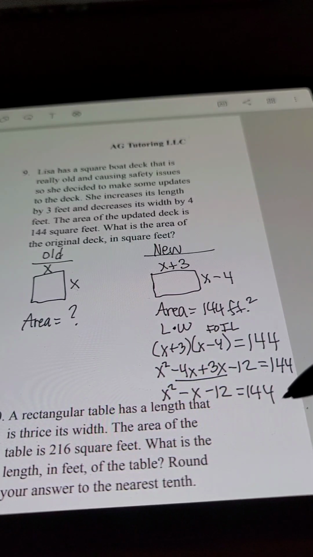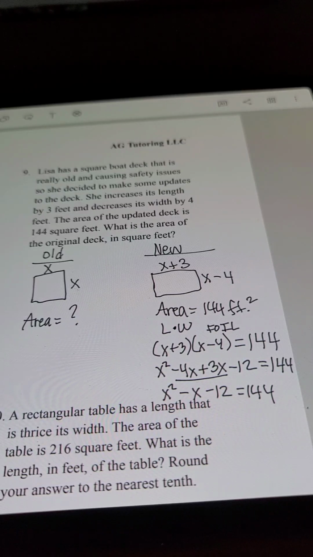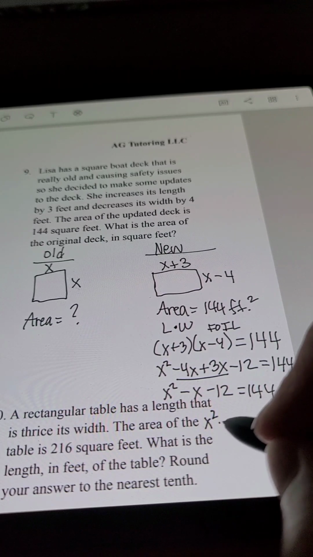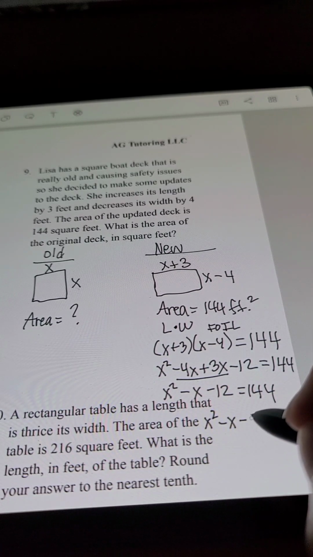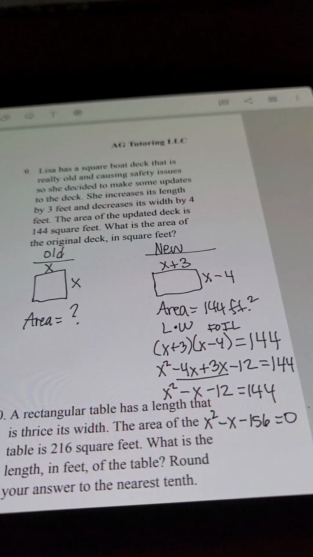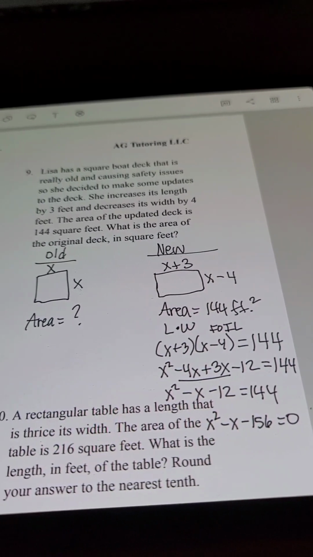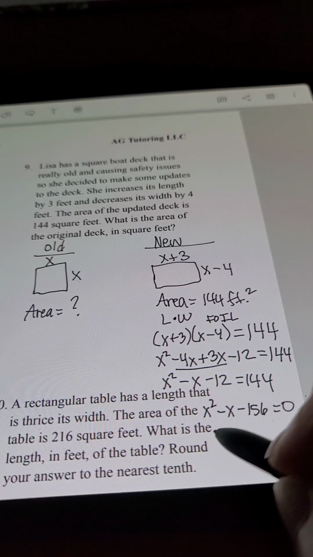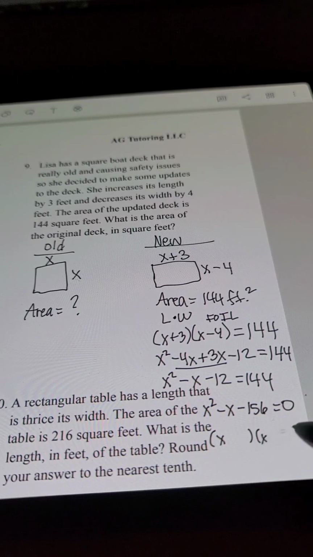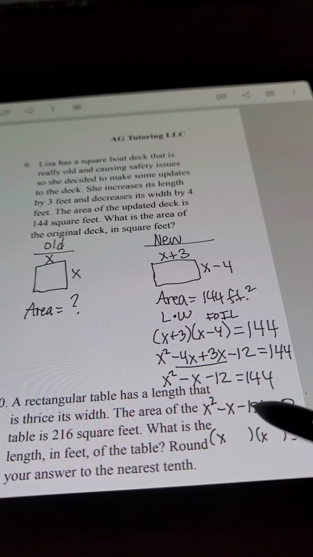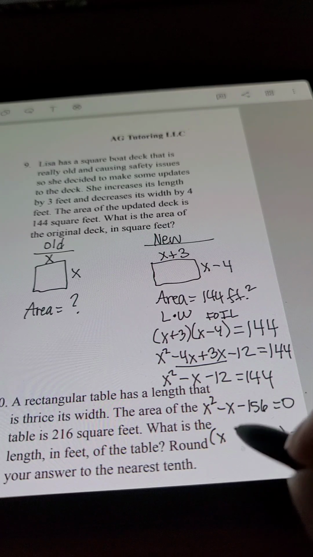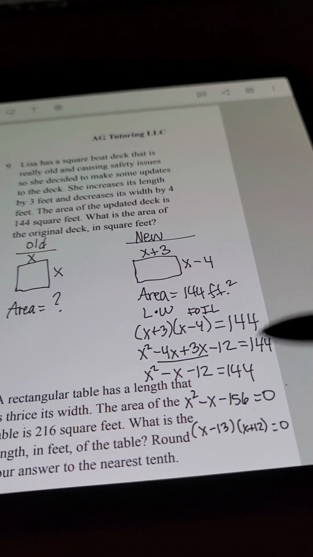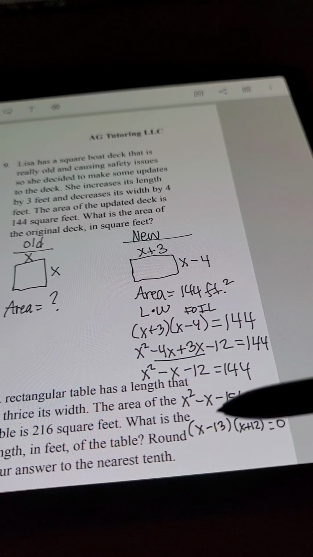And then I'm going to subtract 144 from each side, so I have a quadratic equal to 0. That's going to give me x squared minus x minus 156 is equal to 0. Now, I know 12 times 13 gives me 156, so I'm going to try factoring this out to say that it has to be x times x, and then I need numbers that multiply to negative 156 and add up to negative x, so I'm going to say it's going to be negative 13 plus 12 there, because that's going to give me a negative when I multiply, and when I add them up, I get negative x.